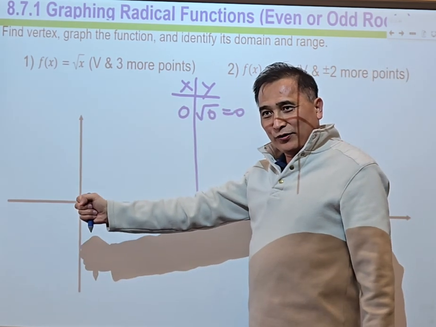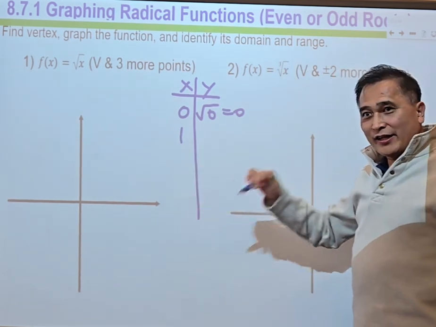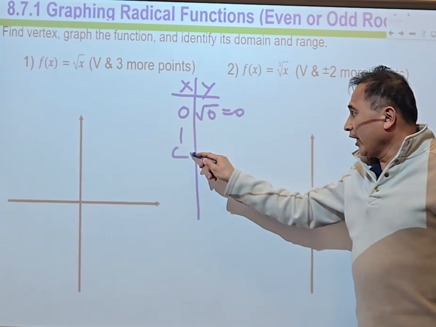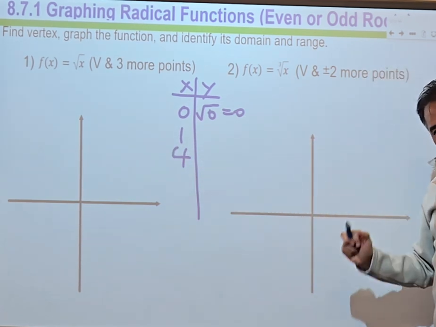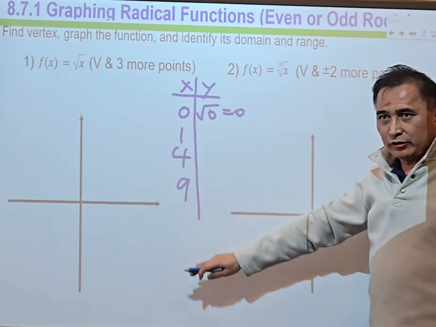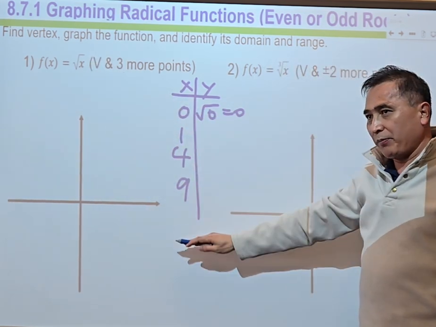0 squared is 0. And the next one, 1 squared, which is 1. And then what's the next one? 2 squared, 4, right? And one more, what is the next one? 3 squared, 9. So those numbers you write here under the square root. Okay, those are perfect square numbers.